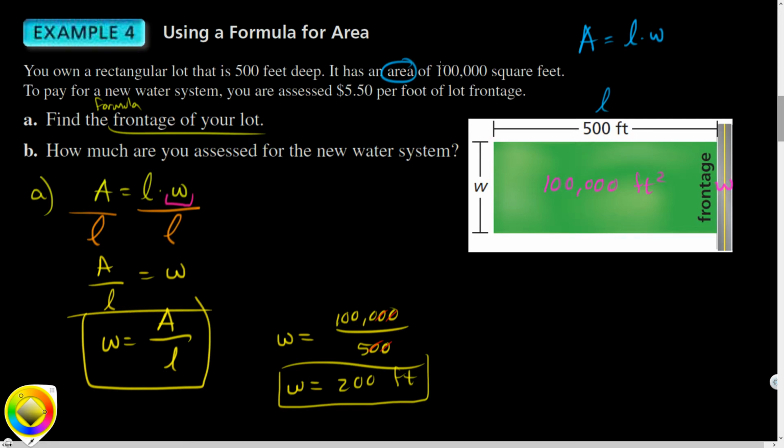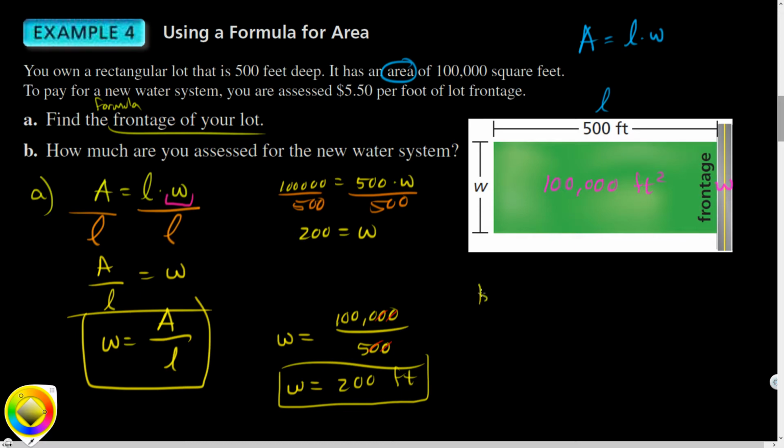Another way, I could have plugged in the original formula. I could have had 100,000 is equal to 500 times W. And if I'd solved this equation, I would have done exactly the same work I did here. Divide both sides by 500, and you would have gotten the same answer. So I just want to point out that it would have worked out the same way.